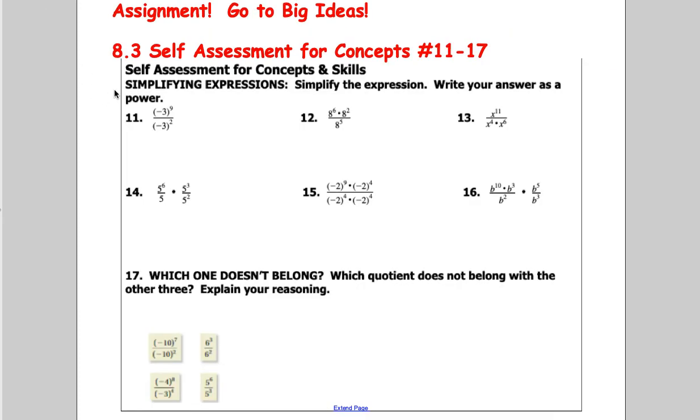But once you do that, your assignment for this portion are these 7 problems. It's 8.3, the self-assessment for concepts, number 11 through 17. It's in the Big Ideas assignment for this week. There are 2 of them. There's this one, and then there'll be an 8.3 exercises as well. But you are ready to go.